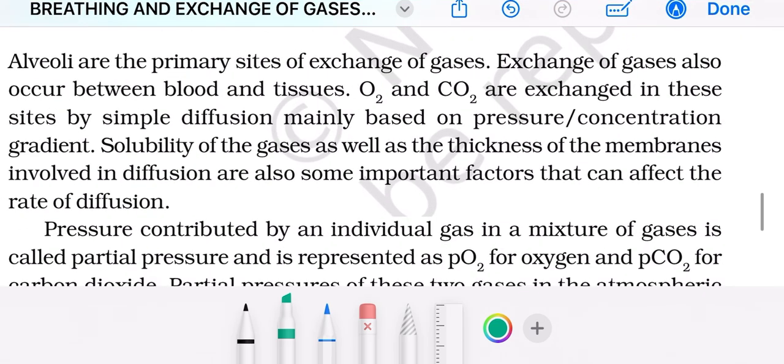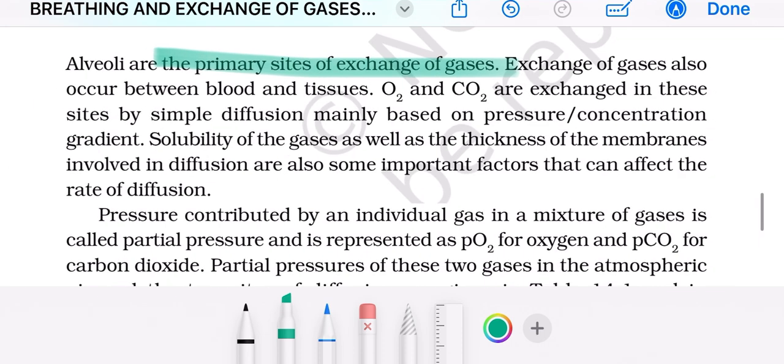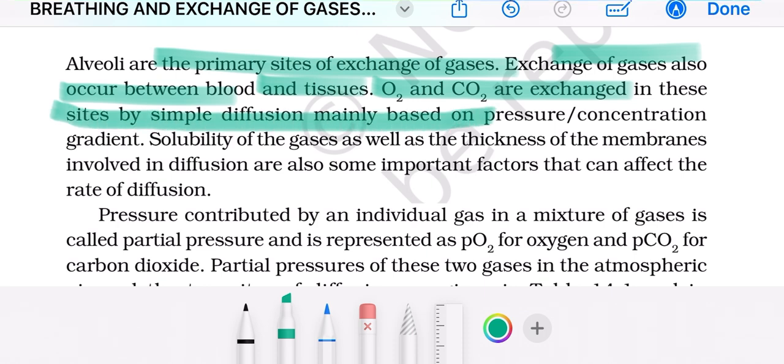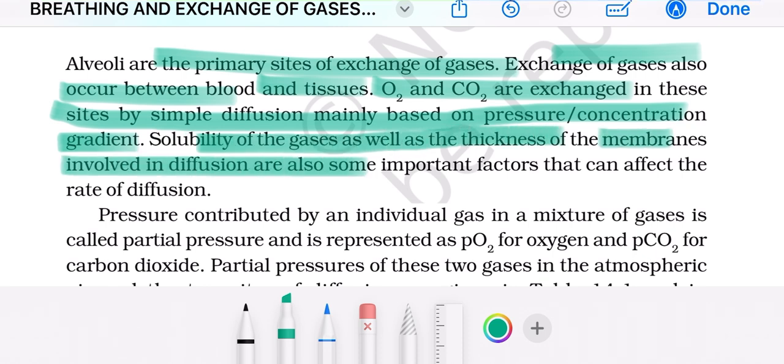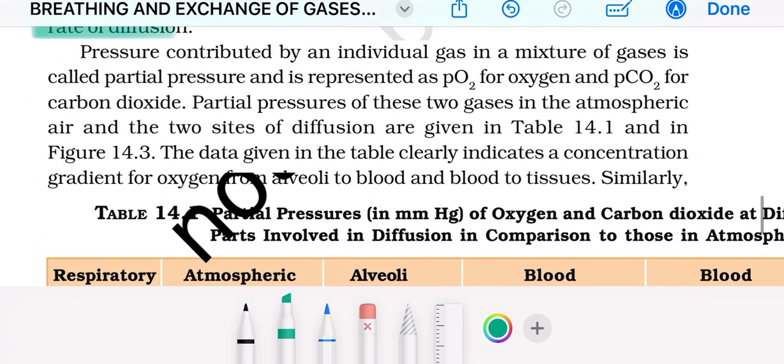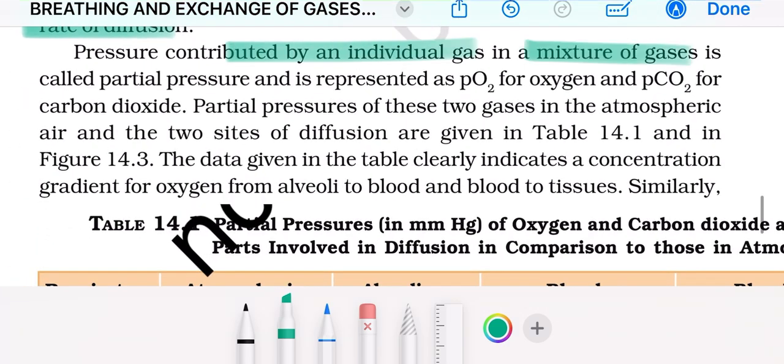Exchange of gases. Alveoli are the primary sites of exchange of gases. Exchange of gases also occurs between blood and tissues. Oxygen and carbon dioxide are exchanged at these sites by simple diffusion, mainly based on the pressure or concentration gradient. Solubility of the gases as well as thickness of the membranes involved in diffusion are also important factors that can affect the rate of diffusion. Pressure contributed by an individual gas in a mixture of gases is partial pressure and is represented by PO2 for oxygen and PCO2 for carbon dioxide.